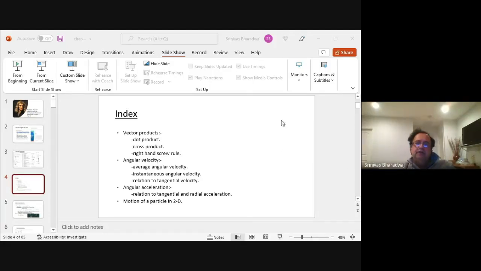In uniform circular motion, the acceleration is only towards the center. The velocity is only tangential. Therefore, a equals omega square r, or v square by r, because v equals omega cross r, or r omega, right? So v equals r omega, and v square by r becomes omega square r.